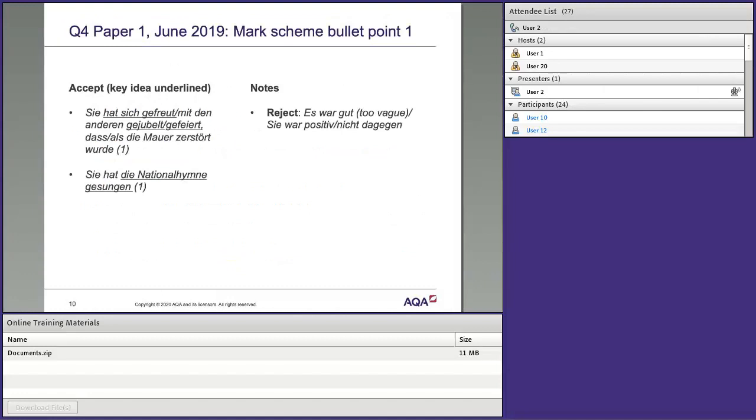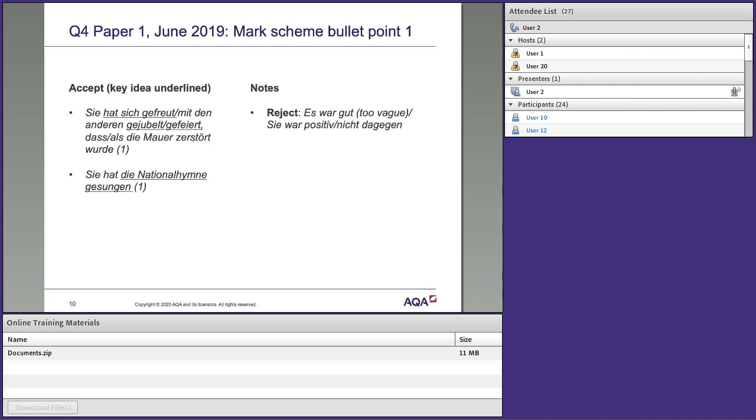So looking at the mark scheme for each of the bullet points, this is bullet point 1. Just a reminder at the pre-standardisation stage, so once the exam has been done but before the marking begins, the mark scheme is often added to and amended in light of what students have produced in the exam in terms of what might be accepted and what might be rejected. So you'll see on the mark scheme you've got certain words underlined. They are the key ideas that need to be included.